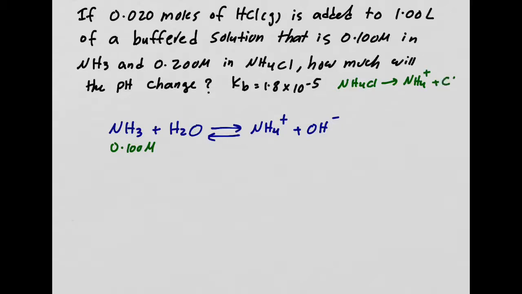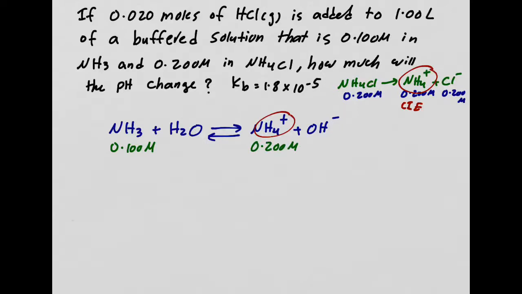I have ammonium and I have Cl-, right? So if I have 0.200 molar ammonium chloride, 100% dissociation, it breaks up, and what would I have? I would have 0.200 molar ammonium and 0.200 molar Cl-. Cl- is not going to do me any good, it's a spectator, but ammonium is my common ion effect. So what that means is I also have some ammonium in the solution.